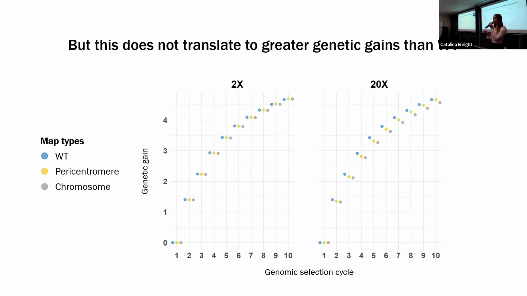When we consider, from the same population, its response with genetic gain over 10 cycles of genomic selection, under the 2-fold increased map type, we didn't see a significant difference in genetic variation retained, so it's no surprise that they perform pretty similarly with genetic gain. But then the 20x increased map type, surprisingly, the increased maps actually have worse genetic gain predicted than the wild type, even though they had more genetic variants to be selecting from.